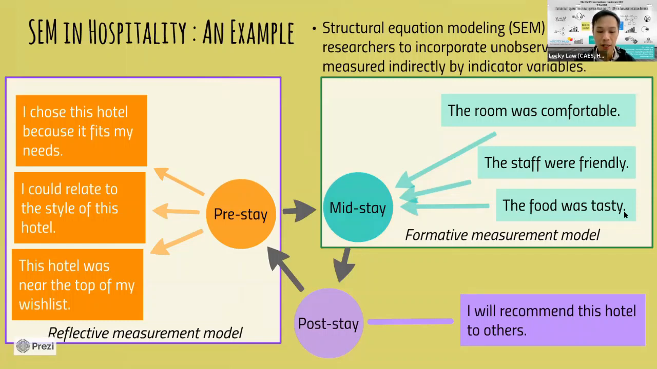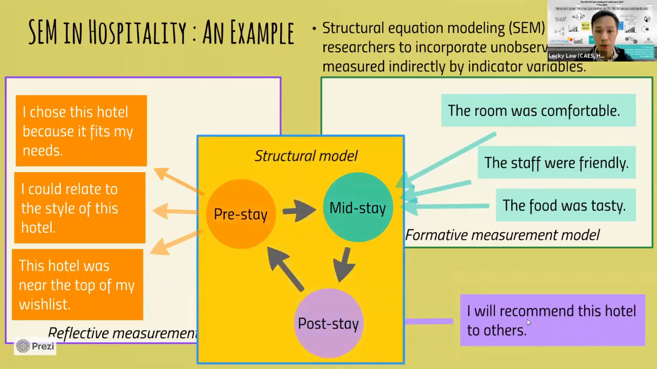Now, alternatively, if you look at the indicators, this time pointing to the post-stay, the circle in purple, you can see that I will recommend this hotel to others, and this is what we call a single indicator construct. Finally, if we look at the middle one, the 3 bubbles and the black or gray arrows, these together form the structural model. So this is the basics of what constitutes an SEM.